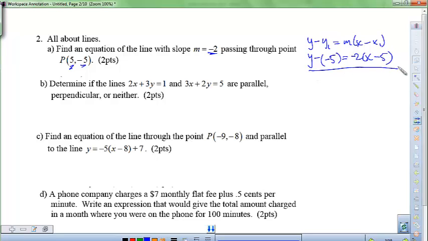And I would be happy with this answer right here. If you leave it at that, that's good. Some people prefer to write it in the y equals mx plus b form. You can go ahead and do that if you want.